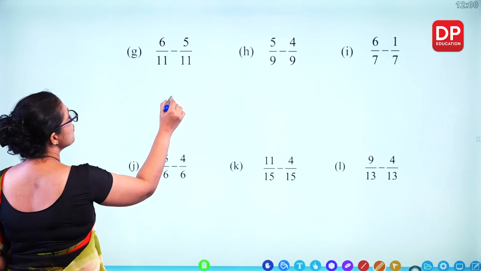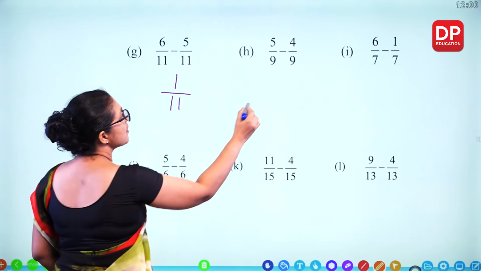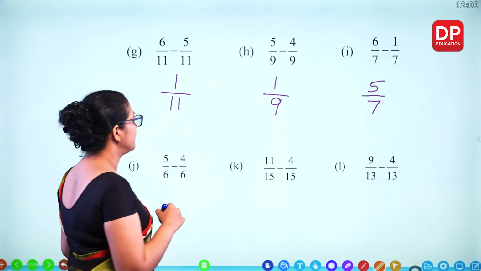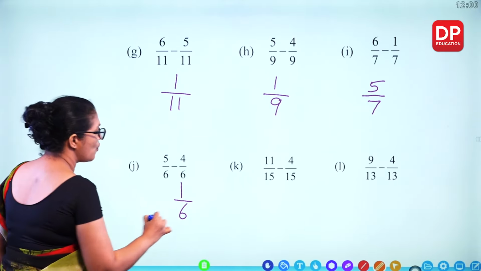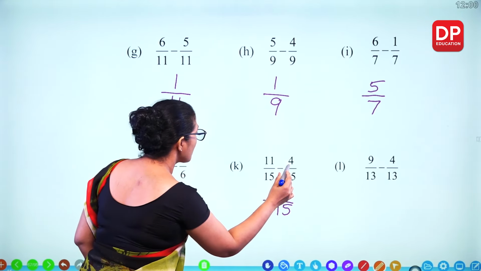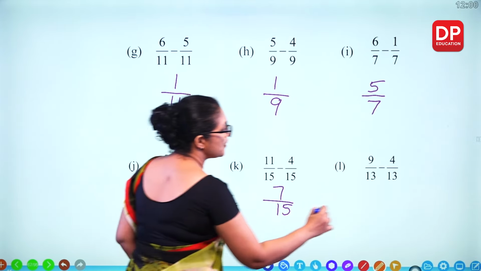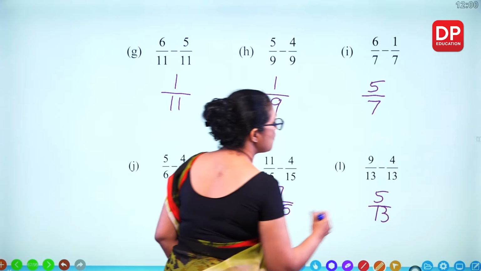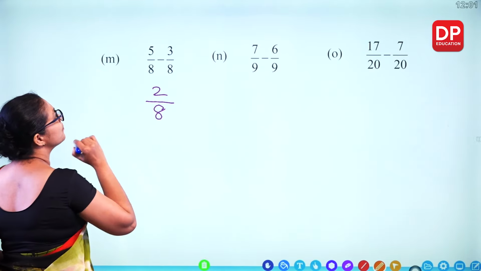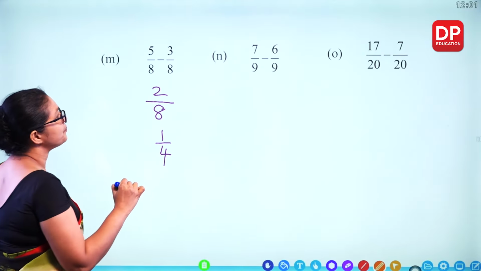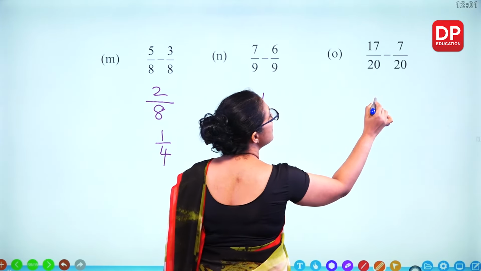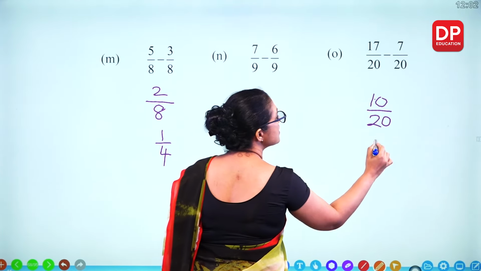You get same denominators. Just subtract the values. 6 minus 5, 1. 9, 5 minus 4, that's 1. 7, 6 minus 1, that's 5. And this one, 6, 5 minus 4, you get 1. 15 is the denominator. 11 minus 4, what's the value? 7. 13 is the denominator. 9 minus 4, that's 5. This one, same denominator. 5 minus 3, that's 2. Now simplify. Divide by 2, you get 1 over 4. 7 minus 6, that's 1. 20 is the denominator. 17 minus 7, that's 10. Now divide by 10, you get half.